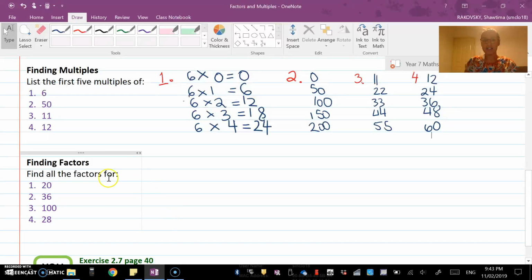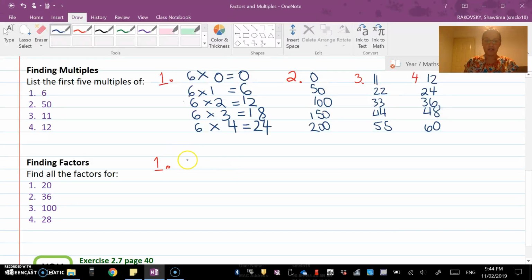Cool. So here we are with the finding factors. We are looking for numbers that these numbers can be divided by with no remainders. So think about like factor, sounds like fracture. Fracture means to break. So break into even parts. So that's what dividing is. Okay, so let's have a look here. Number 1, list all the factors for number 20. So question 1.